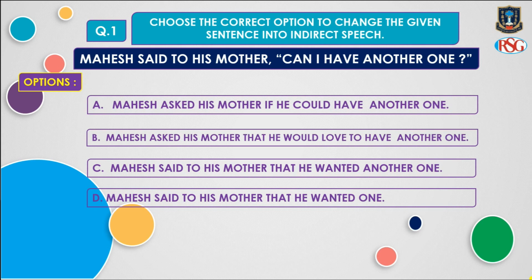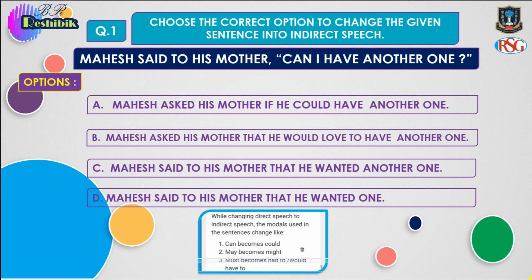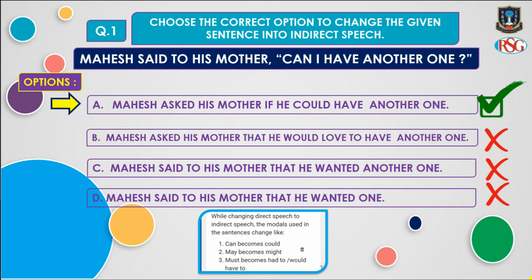Before you jump into the answer, first try to understand that while changing direct speech to indirect speech, the modals used in the sentences change: can becomes could, may becomes might, and must becomes had to or would have to. By following these rules, the correct answer for this question is: Mahesh asked his mother if he could have another one. So this is the right option.